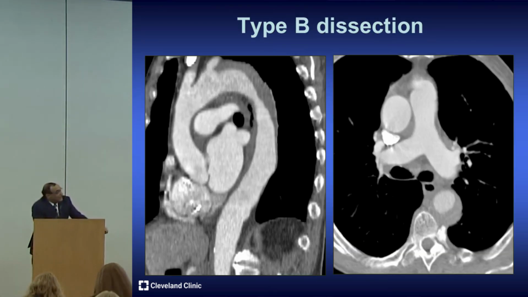This is an example of a type B dissection where the thickening of the wall is past the neck vessels. So this is not as much of a surgical emergency. We can take our time and plan a procedure.